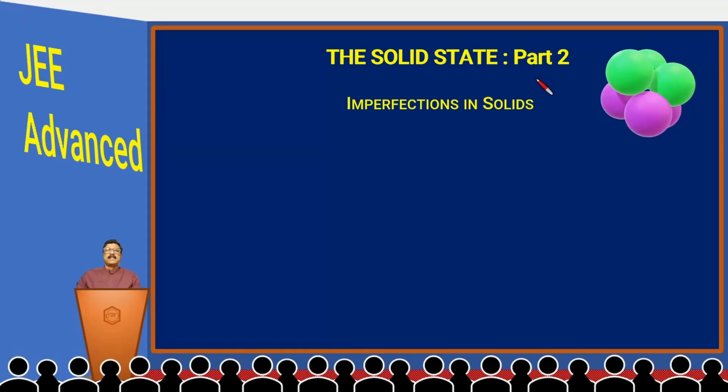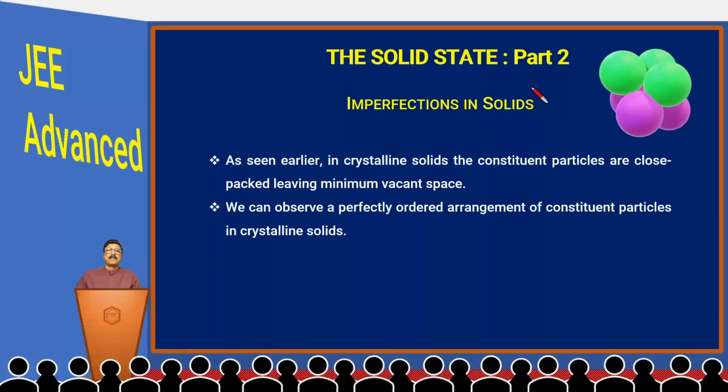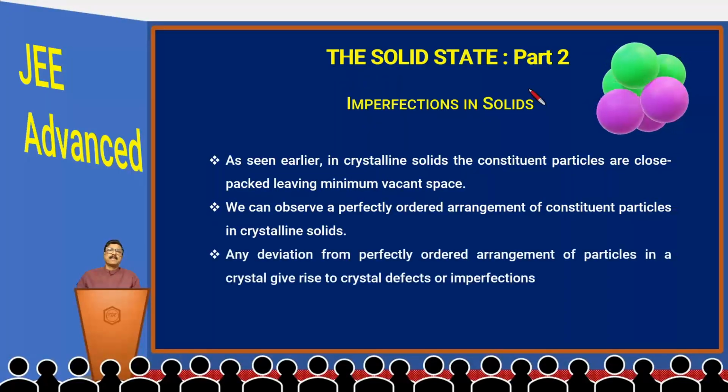Let us study what is meant by imperfections in solids. As seen earlier, in crystalline solids, the constituent particles are close packed, leaving minimum vacant space. We can observe perfectly ordered arrangement of constituent particles in crystalline solids. Any deviation from perfectly ordered arrangement of particles in a crystal gives rise to crystal defects or imperfections.